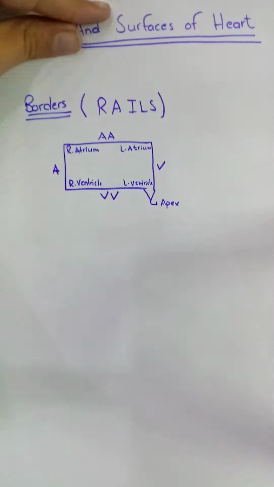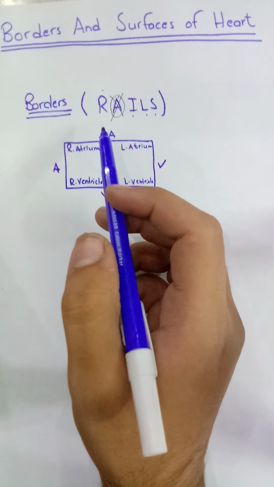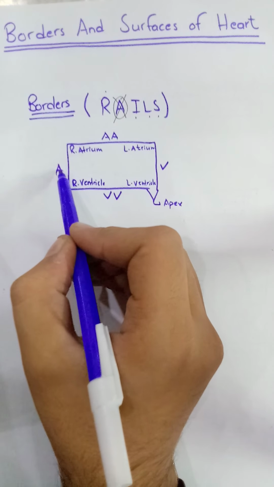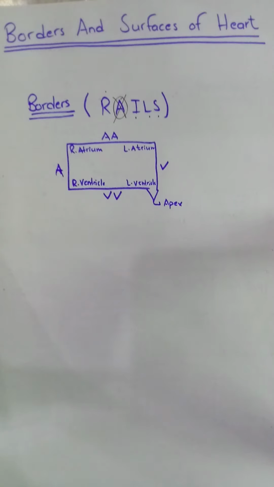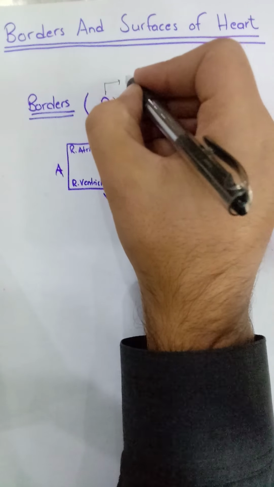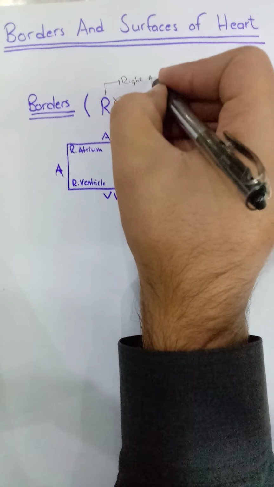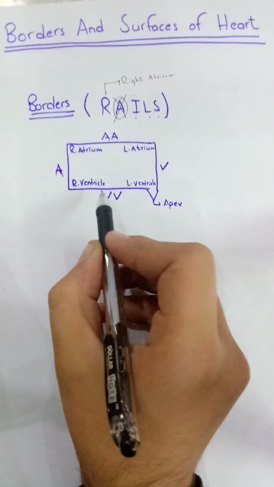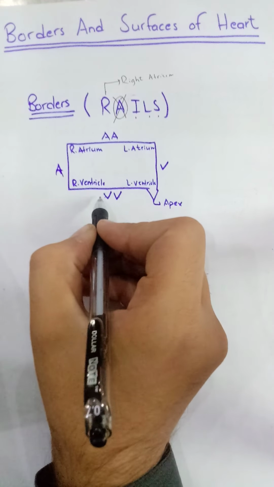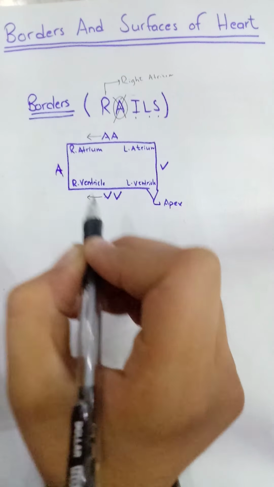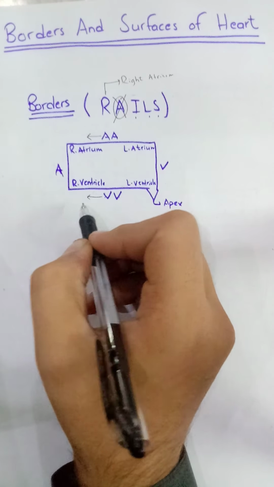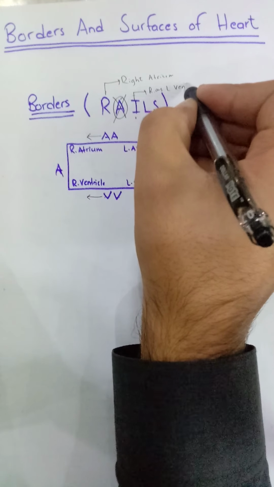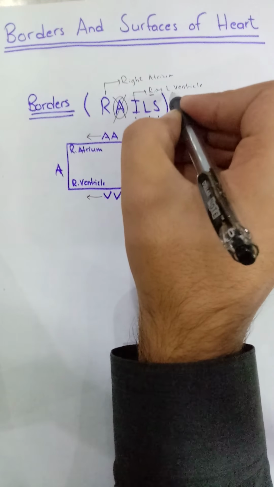Now, how can we remember which part of the heart is forming the right border, the inferior border, the left border or the superior border? Right border: on the right side we have written A, meaning the right atrium, so the right border will be formed by the right atrium. Now inferior: it has two parts, the right ventricle and the left ventricle, and you have to draw an arrow here also, which means that the most part is formed by the right side. So the inferior border will be formed mainly by the right ventricle and slightly by the left ventricle.